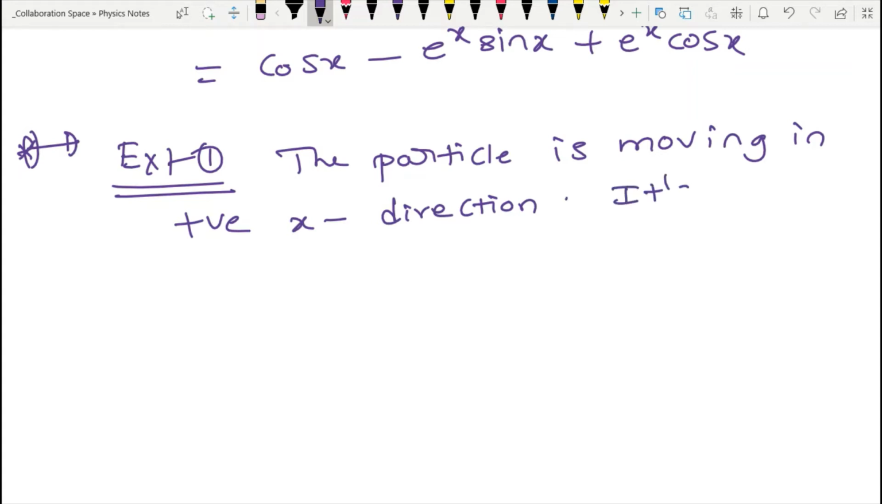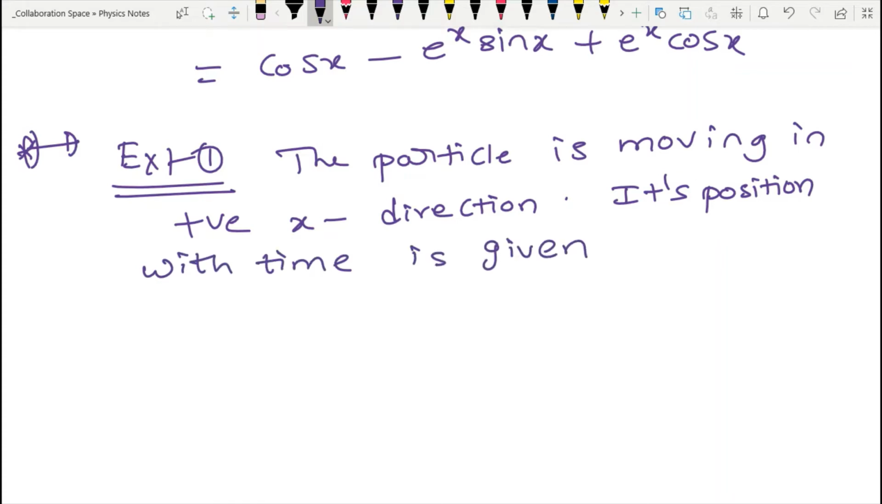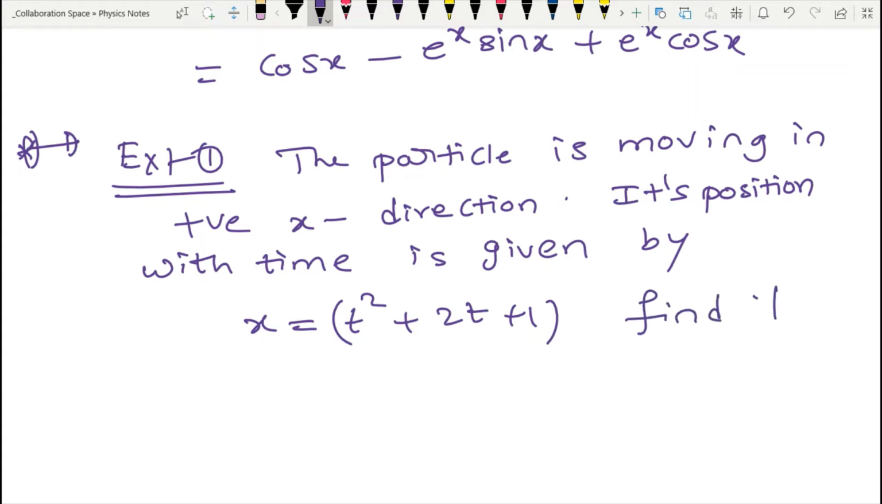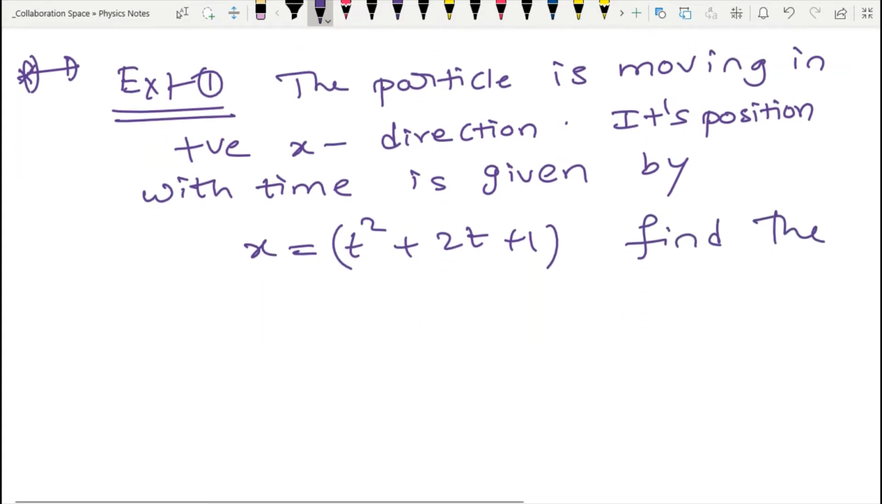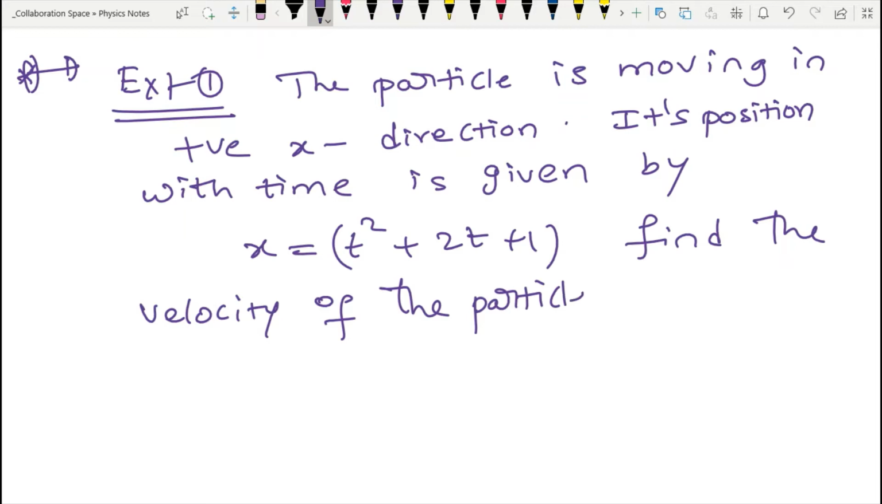Its position with time is given by x is equal to t square plus 2t plus 1. So this is the position of the particle with respect to time. Find the velocity of the particle at t is equal to 1 second.